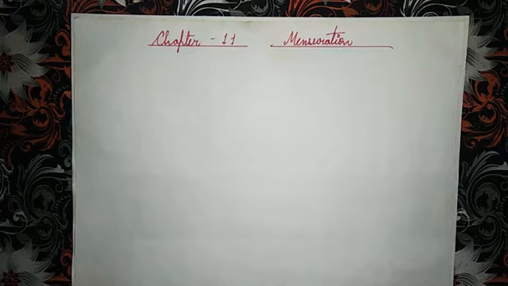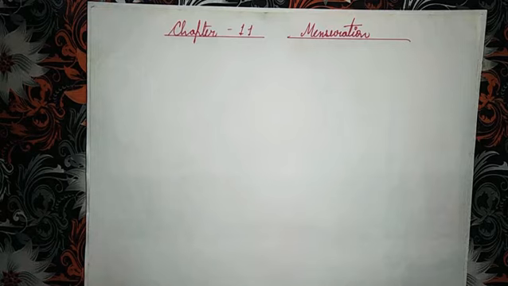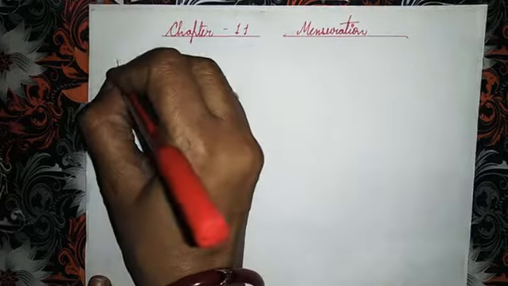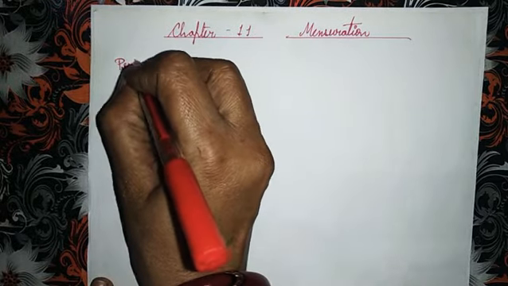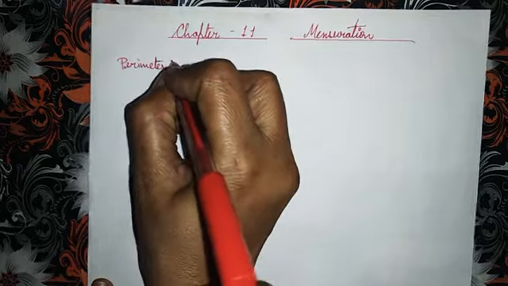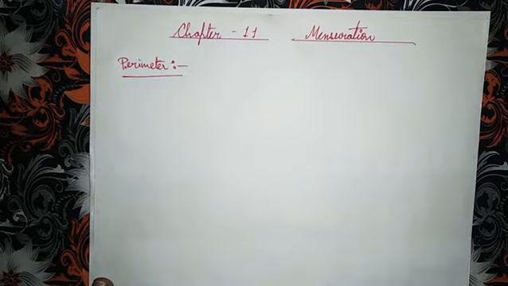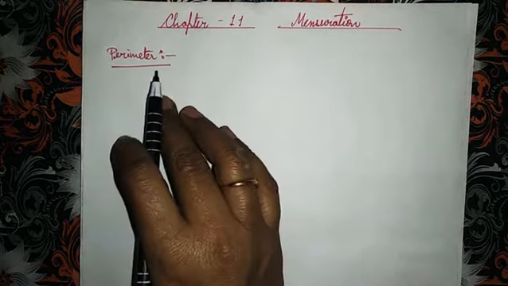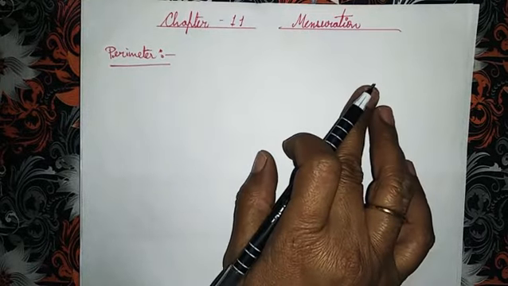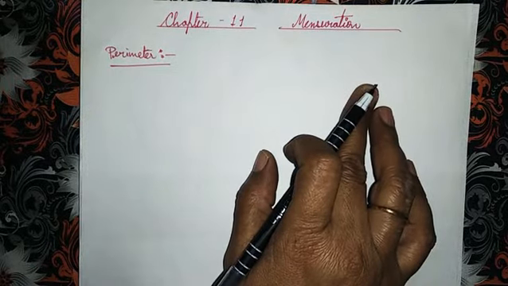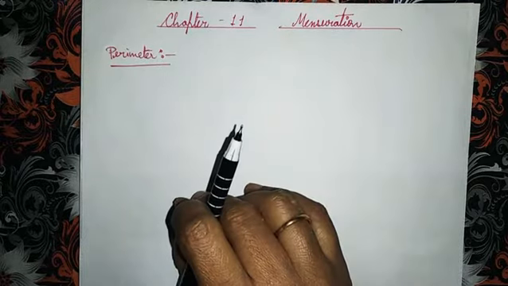Students, before starting this chapter, I want to explain you some new terms. But first of all, I will explain you about perimeter. So here I will tell you first what is perimeter. So students, the sum of lengths of all the sides of a plane figure or the length of its boundary is called the perimeter of the figure.